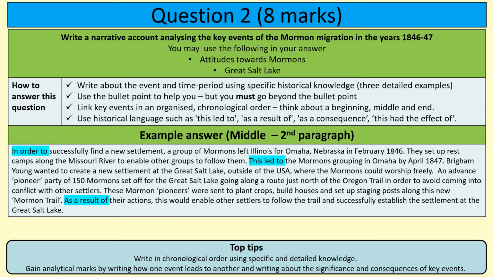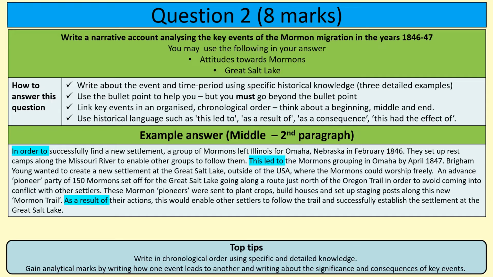Brigham Young wanted to create a new settlement at the Great Salt Lake outside of the USA, where the Mormons could worship freely. An advanced pioneer party of 150 Mormons set off for the Great Salt Lake, going along a route just north of the Oregon Trail in order to avoid coming into conflict with other settlers. These Mormon pioneers were sent to plant crops, build houses, and set up staging posts along the new Mormon Trail. As a result of their actions, this would enable other settlers to follow the trail and successfully establish the settlement at the Great Salt Lake.